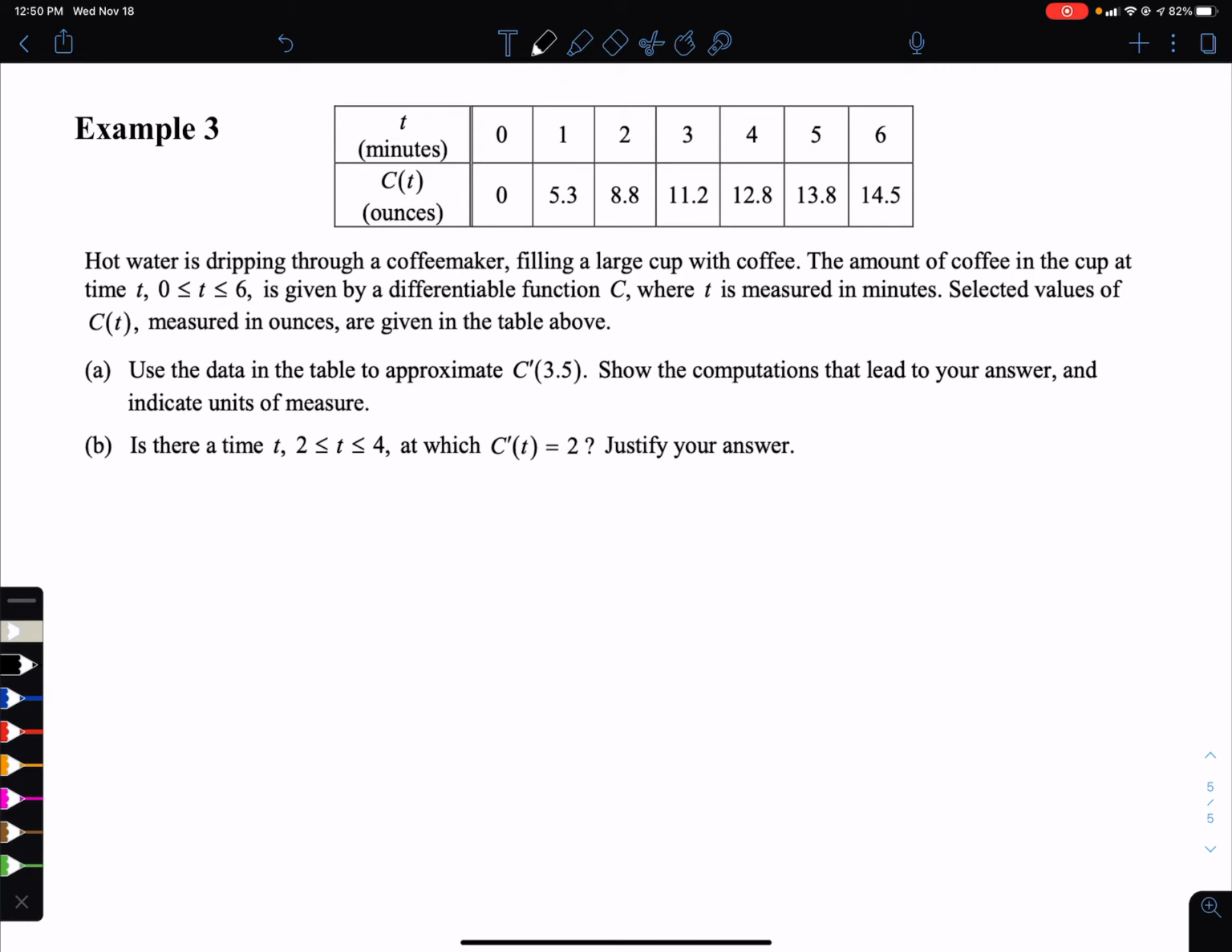Hot water is dripping through a coffee maker, filling a large cup with coffee. So I'm going to do a picture of a coffee maker. I don't know, lame-o picture. And you have things dripping, and you have a large cup underneath. So there's my beautiful coffee maker.